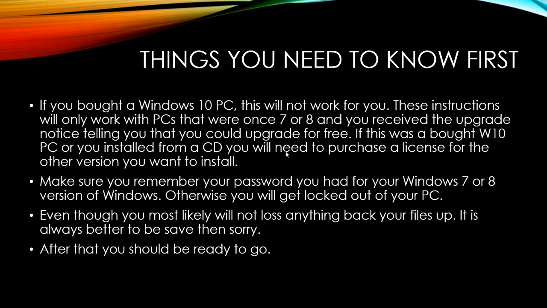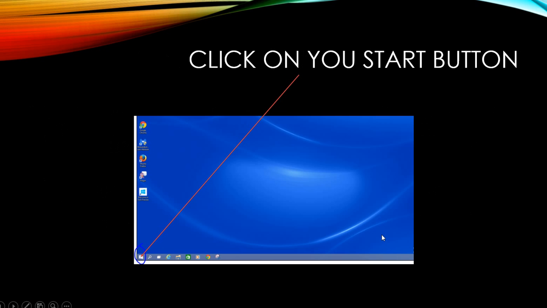I'm sure it's the same that you're using now for Windows 10, but if it's not, just make sure you remember it. Even though you most likely will not lose anything. Like I said, I upgraded and downgraded and I didn't lose a thing. I would still back up some of your important files and data because it's better to be safe than sorry. And after that, you should be ready to go.